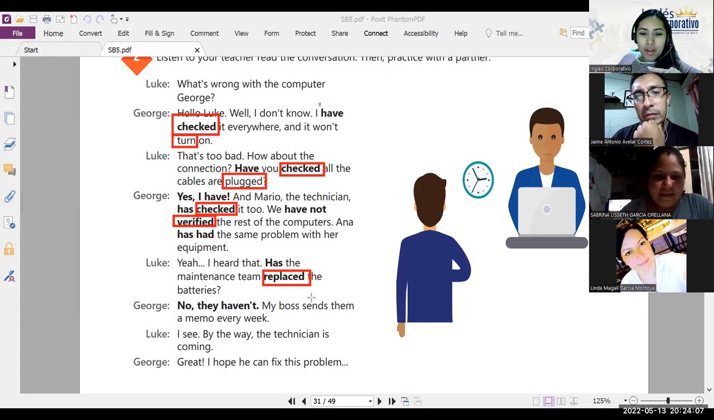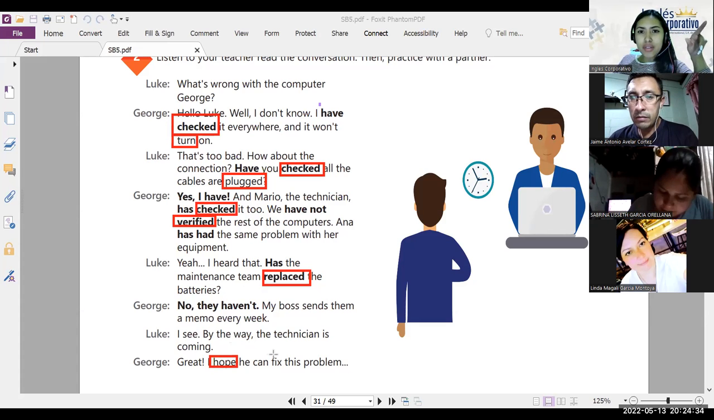Don't worry. What about send? Is it regular or irregular? Irregular. Okay. See, is it irregular or regular? Irregular. Okay. What about hope? Regular or irregular? Regular. What about fix? Is that regular or irregular? Regular.